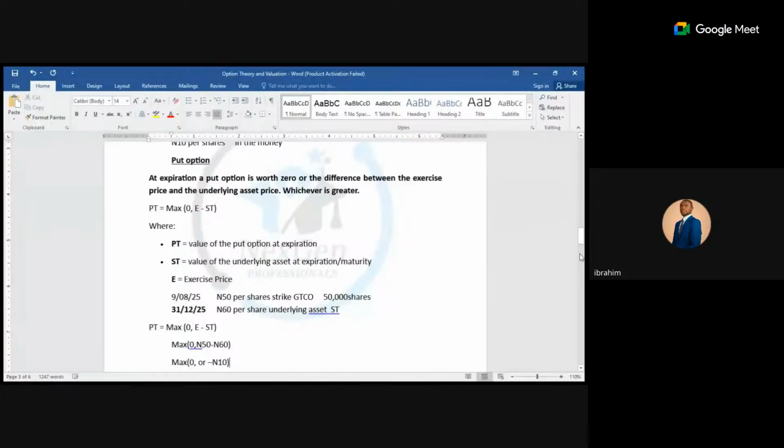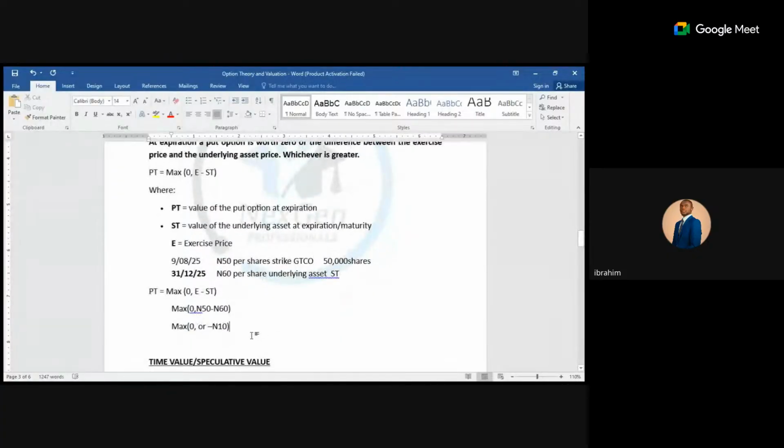As an investor, which one will you choose? Will you choose minus 10 naira or 0? As an investor, which one will you choose? 0. Please, we need to speak up. 0, because when you choose minus 10, it means you are losing, you are out of the money. A put option is an option to sell.